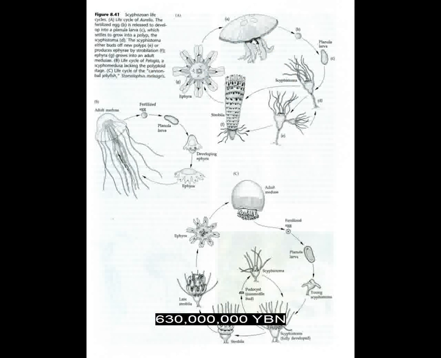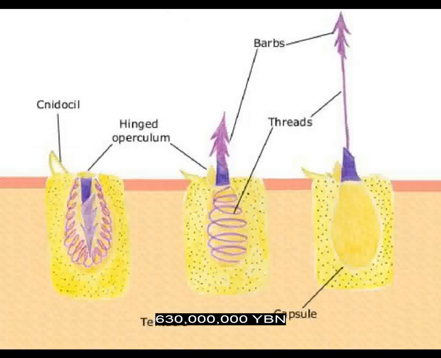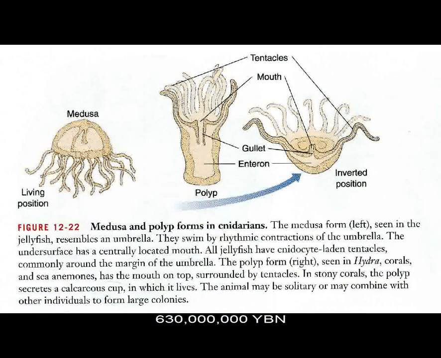Cnidaria are primarily radially symmetrical animals with tentacles, have a single body cavity with only one opening to take in food and to release wastes, and have specialized stinging cells. Cnidarians have 2 alternate body plans, the polyp and the medusa.